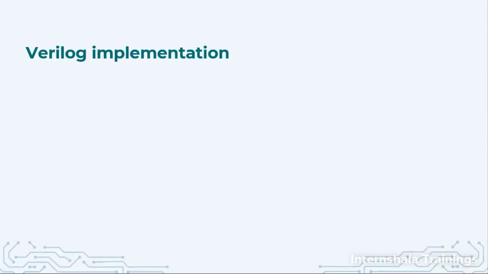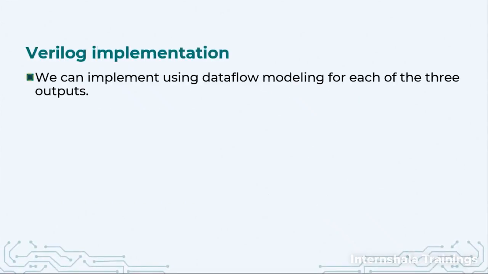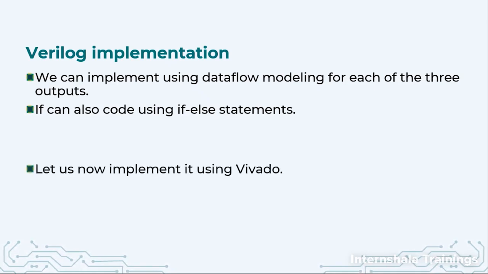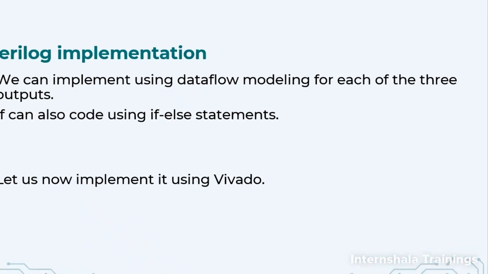So now the implementation is very easy. We can use data flow modeling and write three expressions, three assignments for G, E and S. We can also use if-else statements. We can also use case statements. These are all possibilities to design this 1-bit comparator. So let us check one of them using Vivado now.